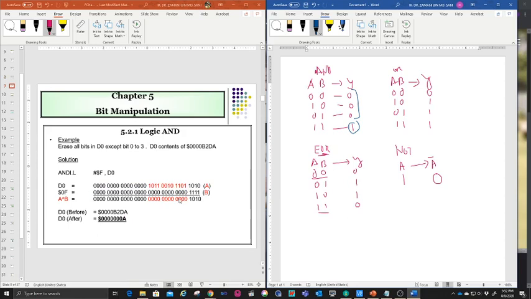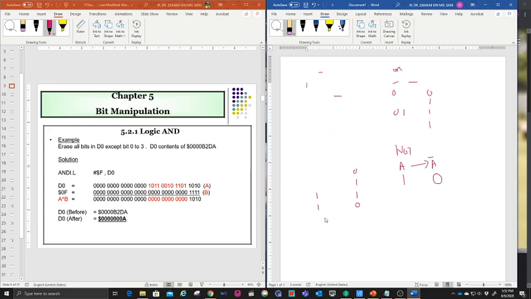So now look at here. This is actually a question: erase all bits in D0 except bits 0 to 3. D0 contains this value. Okay, so let's try to look at this one.